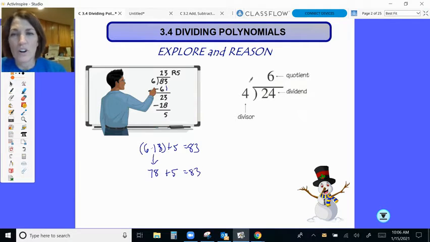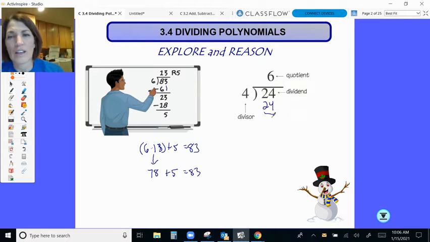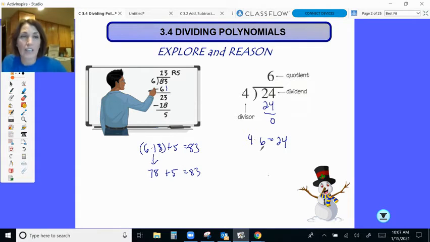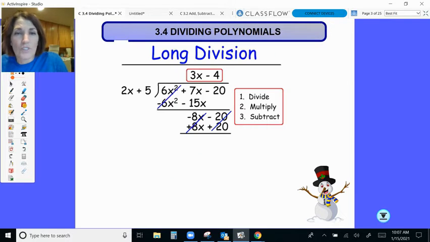Same thing over here with our 4 into 24. Now that goes evenly, 24, and we'll have a remainder of 0. And if we have a remainder of 0, that means that 6 and 4 are factors of 24. So 4 times 6, indeed, are factors of 24. We don't have any remainders, and so that tells us they're factors. Keep that in the back of your head, because that's going to come up with our polynomials. That's how we're going to tell if we have factors of a polynomial or not, is if our remainder is 0.